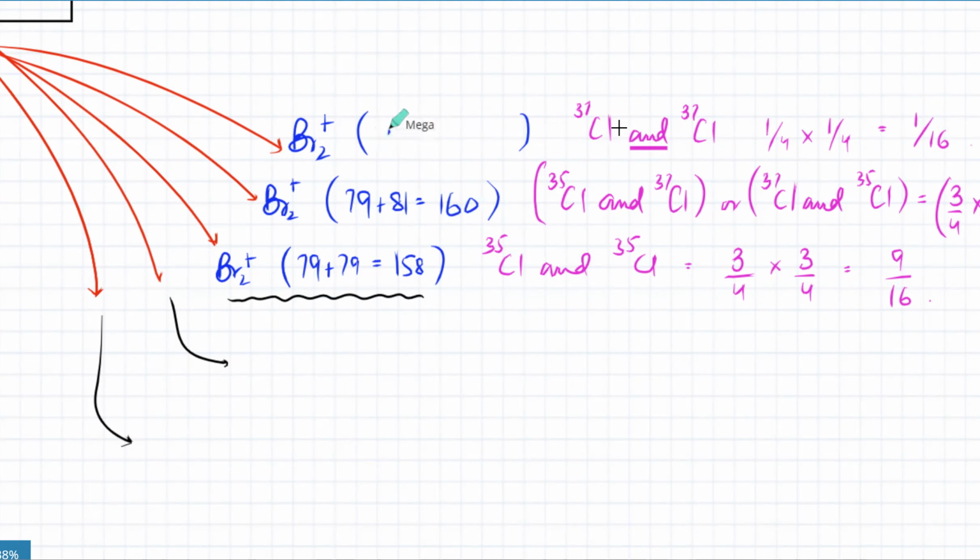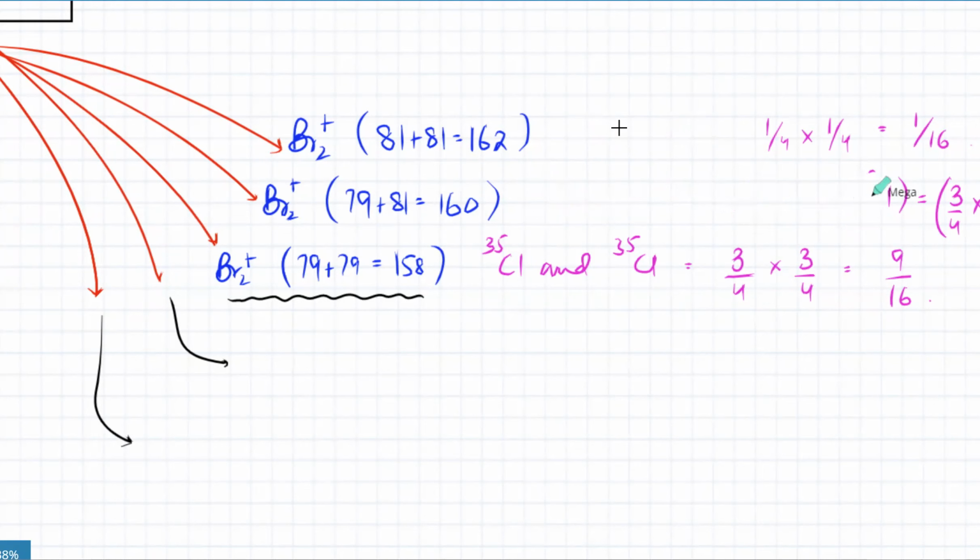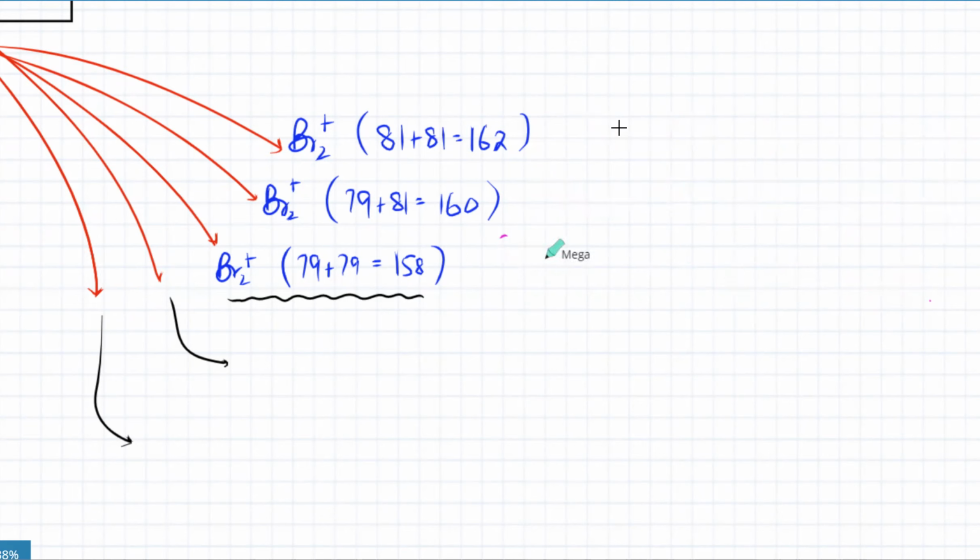So it's 81 and 81, and that gives me 162. So what are the probabilities? Okay, let's get rid of all of this. Let's just quickly calculate the probabilities. So getting both of them as 81, that's half times half. So it's 1 by 2 times 1 by 2, and that gives you 1 by 4, right?